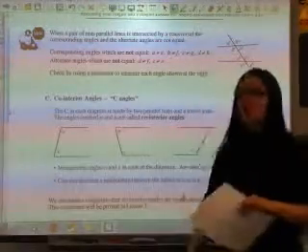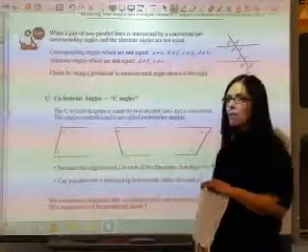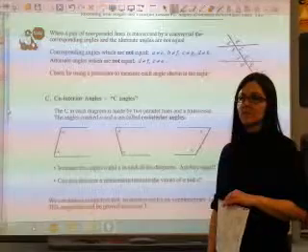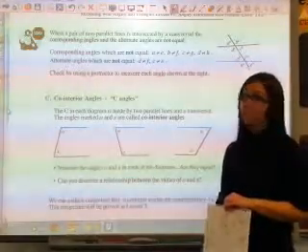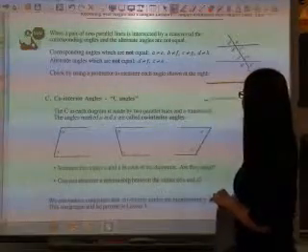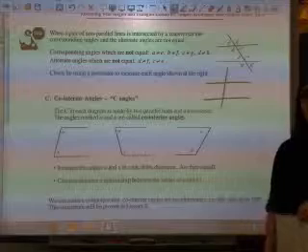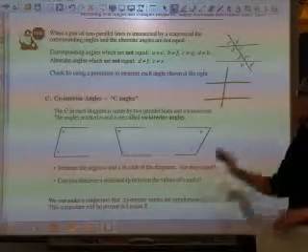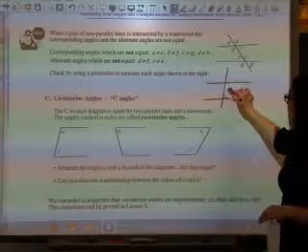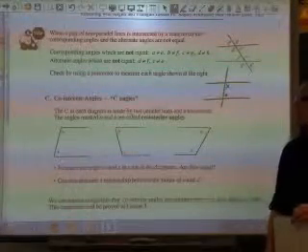The last one is co-interior. So interior means on the inside. So if I have two parallel lines, they're on the inside. What does co mean? Together. They're on the same side. So this and that would be co-interior.